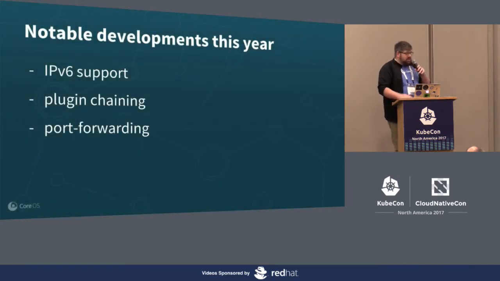So what's happened in the CNI space that's benefiting us? Well, we got IPv6 support this year. Plugin chaining is a thing. Plugin chaining basically just says, if I am calling a plugin and it adds successfully, maybe I want to pass the successful result from that plugin to the next plugin down the line. Maybe something relies on that action that's happening. So that's a nice gimme. And then we also got port forwarding.